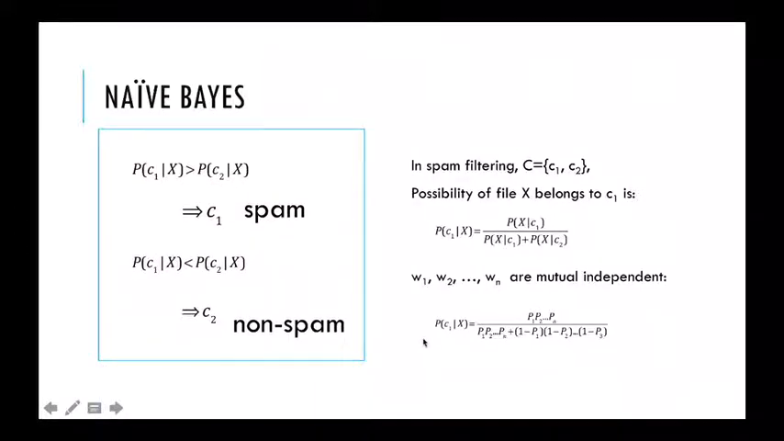With this, we could say that if the posterior possibility of file X belongs to C1 is larger than file X belongs to C2, we could say that the file X belongs to C1 classification. In this case, the file X is a spam email. Or if the posterior possibility of file X belongs to C1 is smaller than the posterior possibility of file X belongs to C2, we could say that the file X belongs to classification C2 and is a non-spam email.